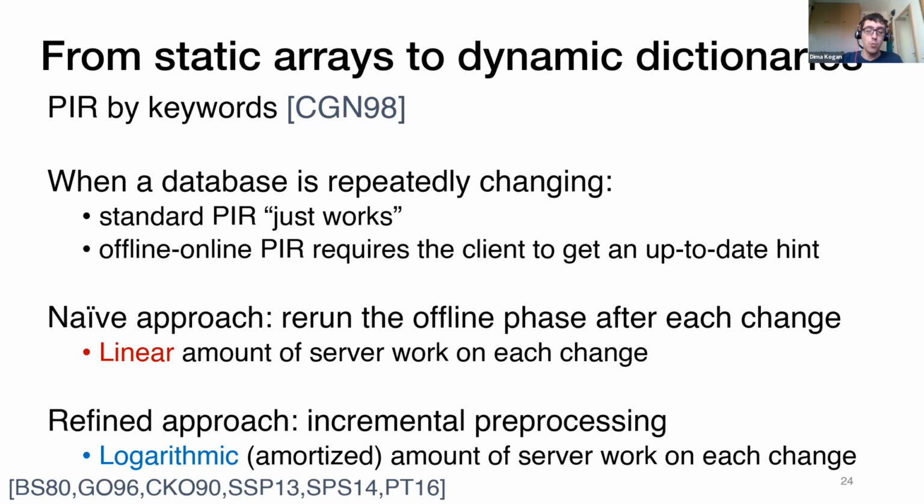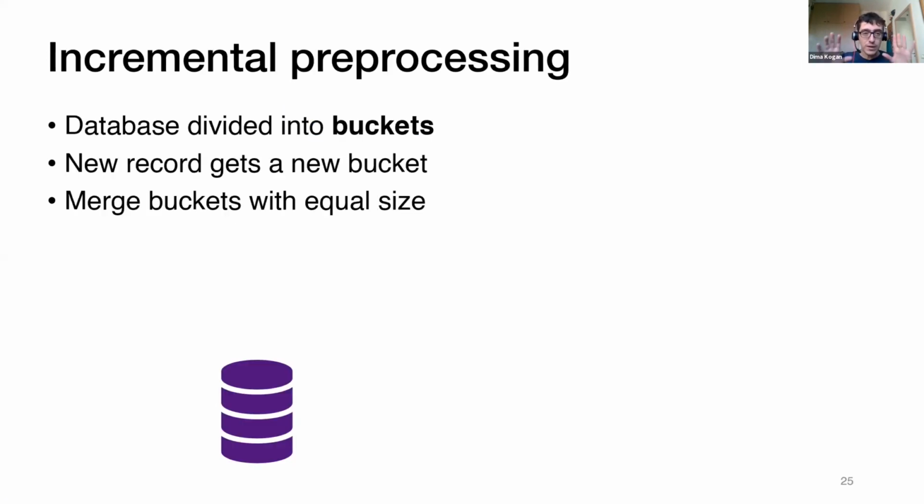And now the work of the server on each change is only logarithmic in the size of the database instead of linear. And this uses some ideas from the data structures literature for turning static data structures into dynamic data structures. Let's see how this works. So we'll think about our database as being divided into buckets, and we'll have two rules for maintaining those buckets.